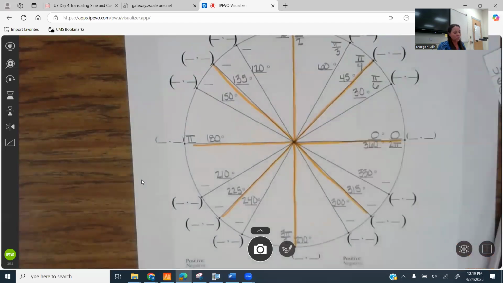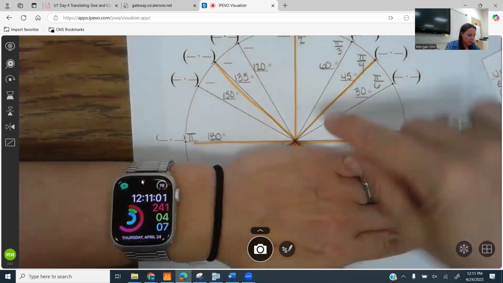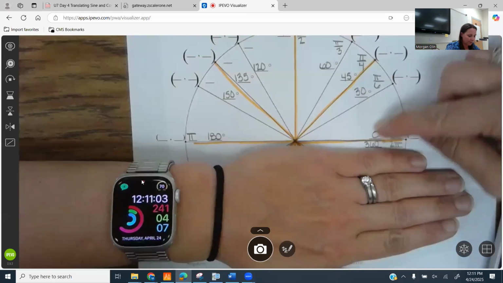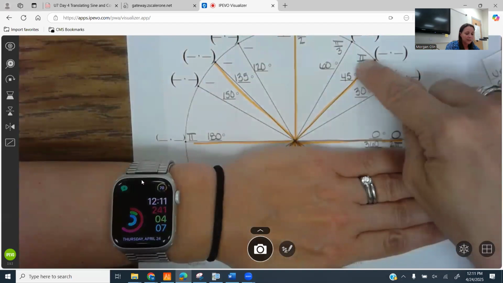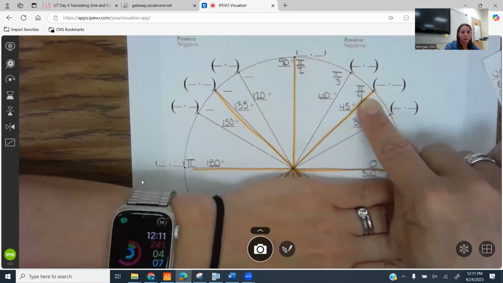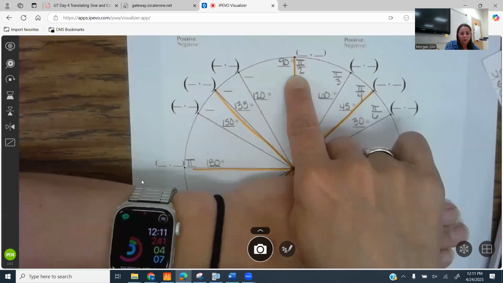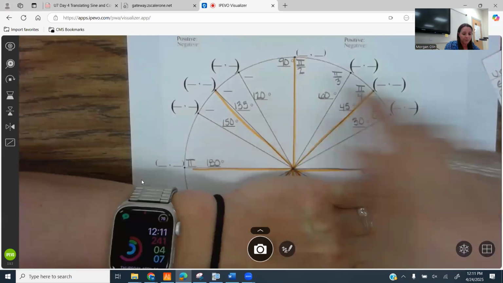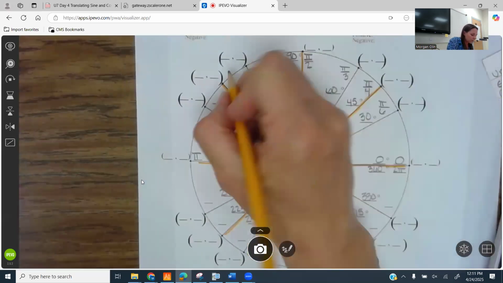Now, I know the whole circle's 2 pi, but let's think about this. This is just pi. Well, how many sections do I have? 1, 2, 3, 4. Okay, so that's 1/4 right here. Well, what is this? Well, that would be 2/4. Well, 2/4 reduces to 1/2. So therefore, this one's going to be 3/4.